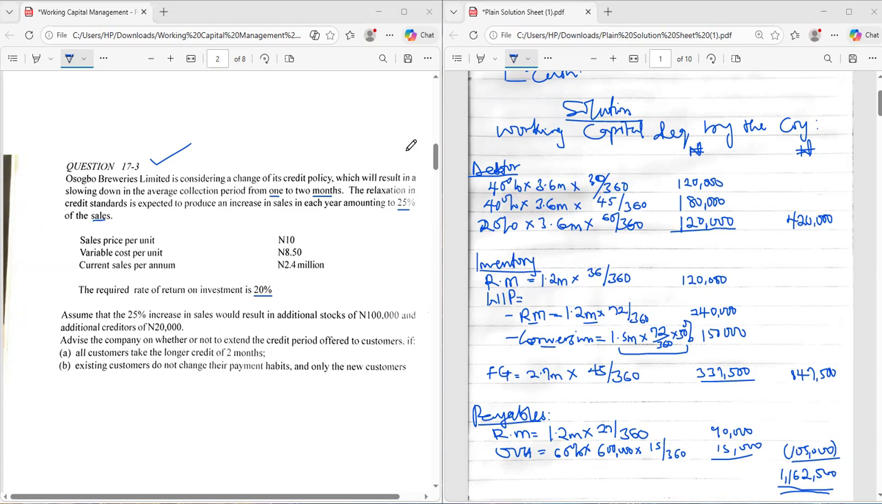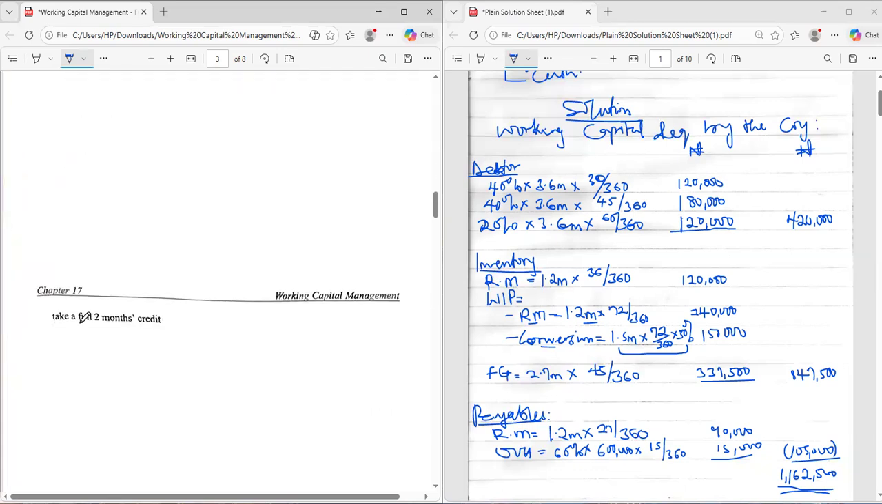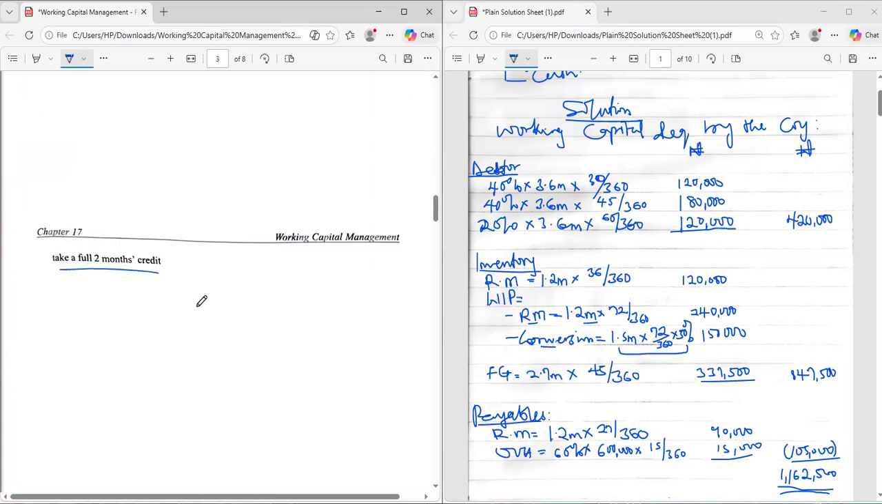If A, all customers take the longer credit of 2 months. B, existing customers do not change their payment habits and only the new customer take a full 2 month credit.